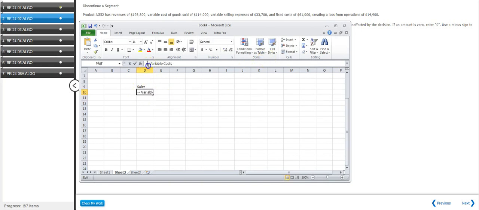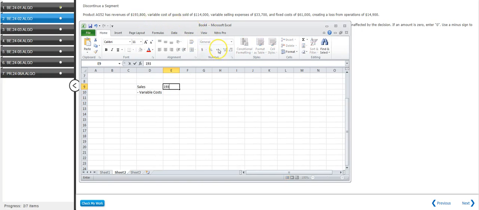And Excel thinks I'm trying to... Alright, so the sales $193,800. The variable cost of goods sold equals $114,000. The variable selling expenses $33,700. Notice I didn't include the fixed costs. The fixed costs are sunk in nature.